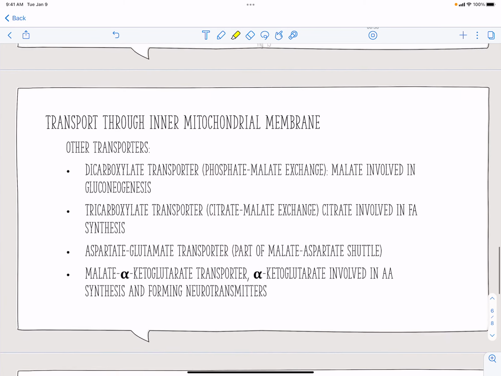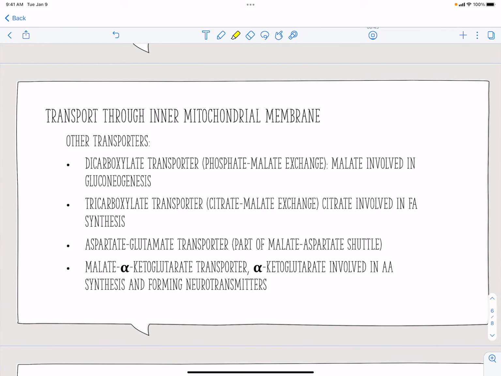Now, there are other transporters on the membrane. Some we've already discussed. We have a few carboxylate transporters. So a dicarboxylate transporter is a phosphate malate exchange. We have a tricarboxylate transporter, and this is a citrate malate exchange. There's the aspartate glutamate transporter, which is part of the malate aspartate shuttle, and then a malate alpha ketoglutarate transporter. And so these are going to be important when we have too much energy to move carbons from the matrix into other areas of the cell where they can be used for other things.